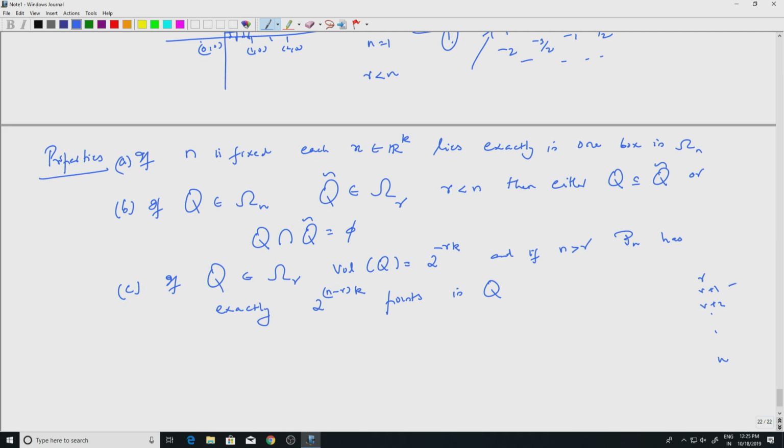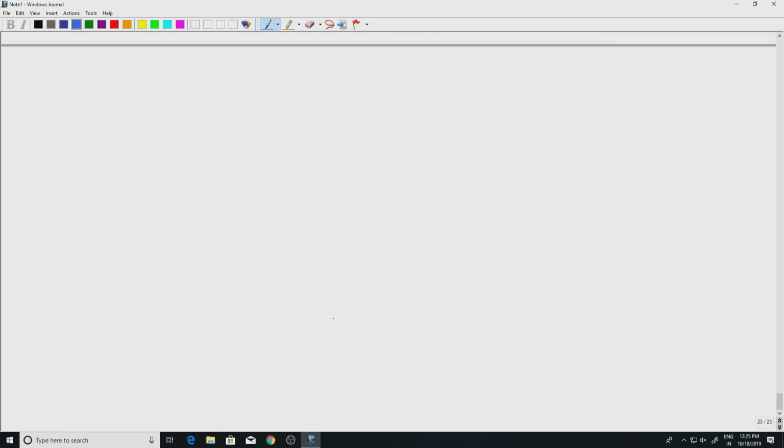At each step you are dividing each cube into 2 to the k cubes, right. So, at each time you will get 2 to the k cubes. So, there are n minus r levels and that will give me 2 to the n minus r k points. Okay. So, do it for k equal to 1, it will be very clear to you.